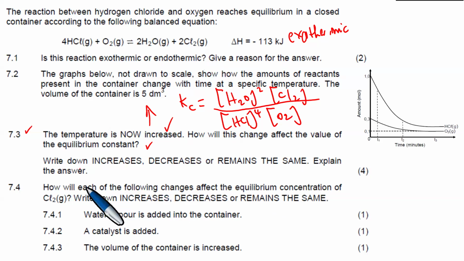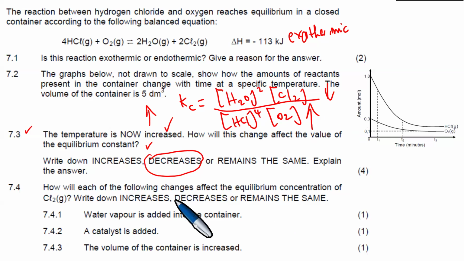So now if they say, write down what is going to happen to the value of the equilibrium constant. We can see that the products will decrease in amount, and the reactants will therefore tend to increase. As a consequence, because the numerator decreases, there's going to be a decrease.